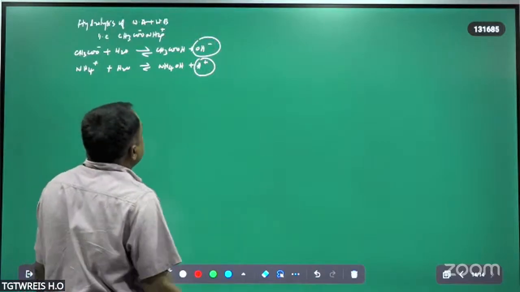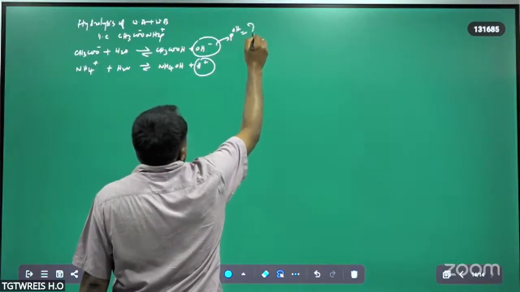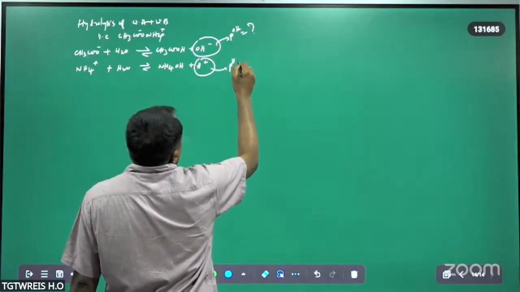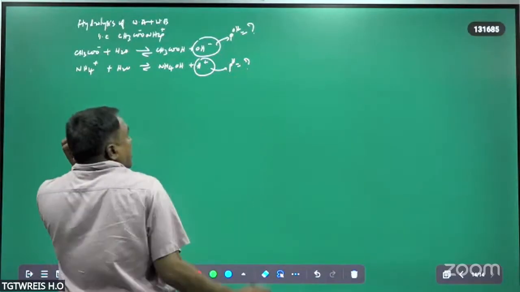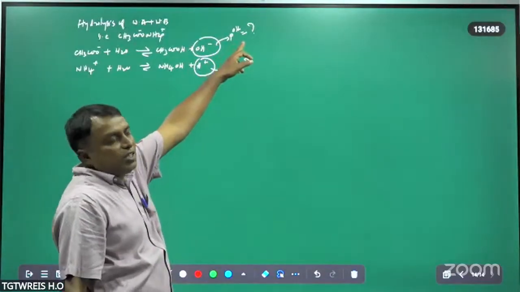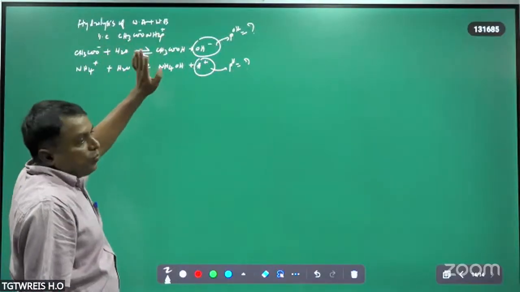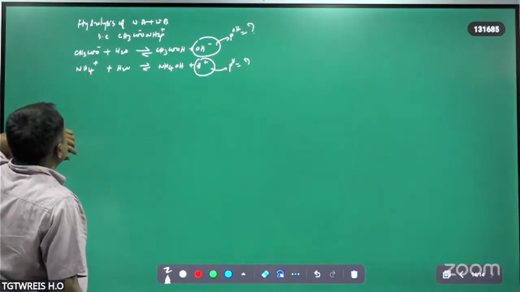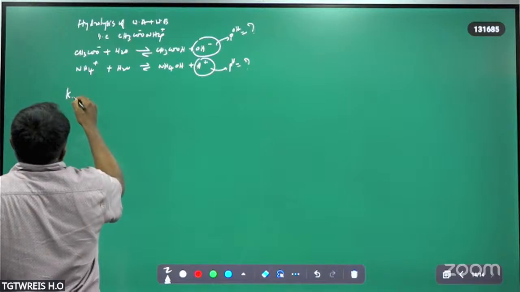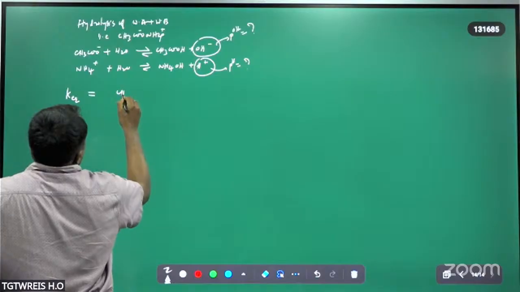OH minus means basic in nature, therefore we have to calculate the pOH. What is the pOH of the solution, and what about the H plus of the solution? For H plus we have pH as well as pOH, and for OH minus also we have pH and pOH. Therefore, we have to calculate both pH and pOH for this solution. In order to calculate, first, what about the equilibrium constants for these two equations? By combining these two equations, we have what now?